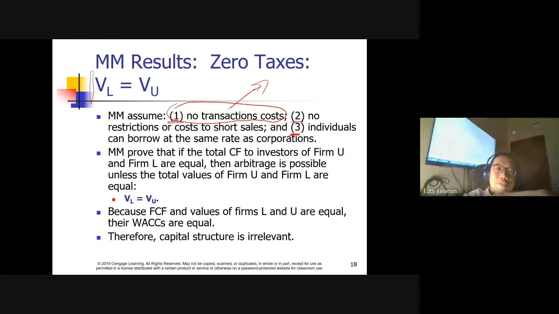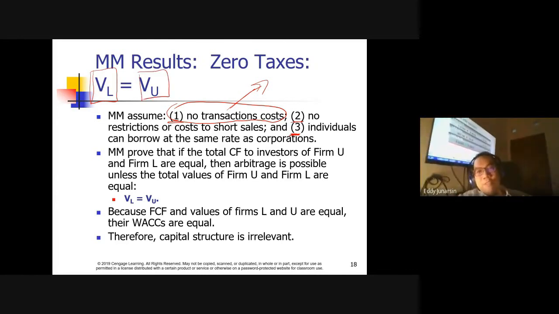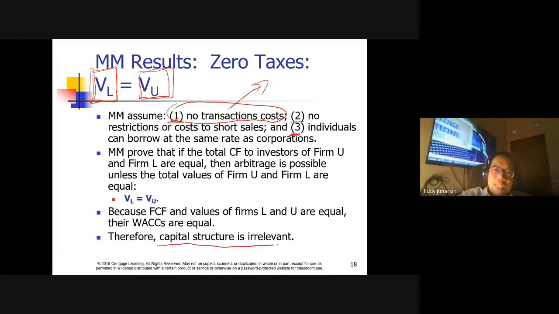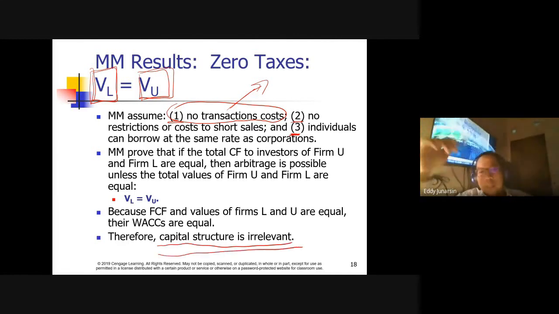So the value of the levered firm should be the same as the value of unlevered firm. So capital structure decision will not affect the firm value. That's why we call it irrelevance theory, right? So again, the value of the levered firm should be the same as the value of the unlevered firm. So capital structure is irrelevant. That's why we call this one again the irrelevance theory.